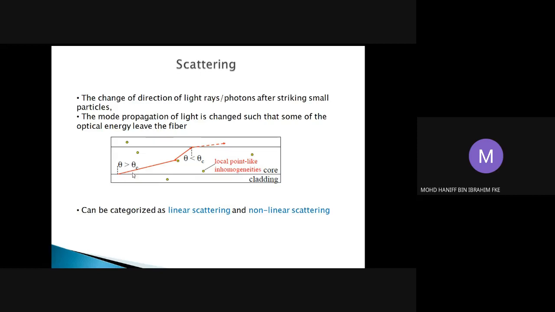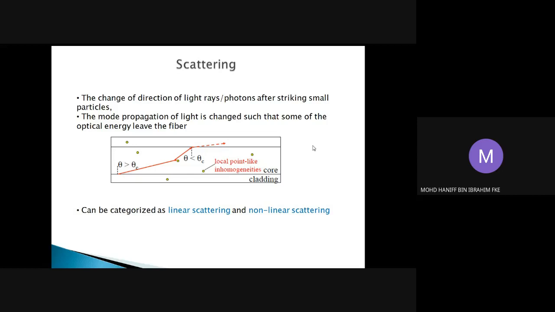Okay, but somehow throughout the propagation, it will strike this particle, and as a result the ray of light will change its direction, and somehow the ray will then have an angle of incidence which is smaller than theta c. So when the angle of incidence is smaller than theta c, the light, which is initially a guiding mode, will then freely propagate in the cladding, which will produce the leaky mode. So this will incur loss, and this loss is what we call the scattering loss.